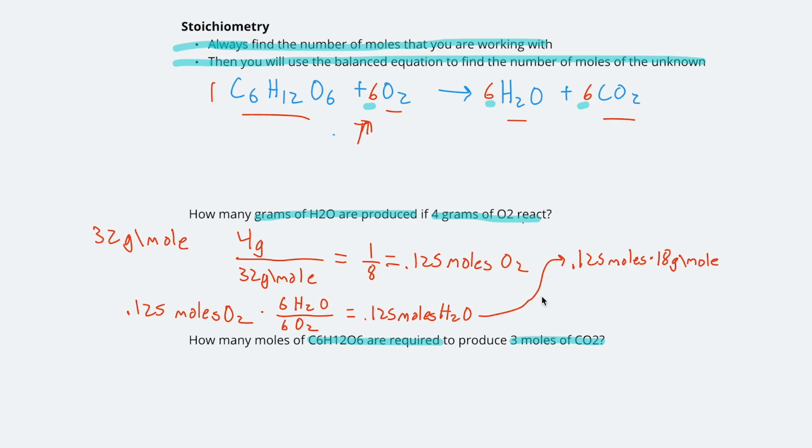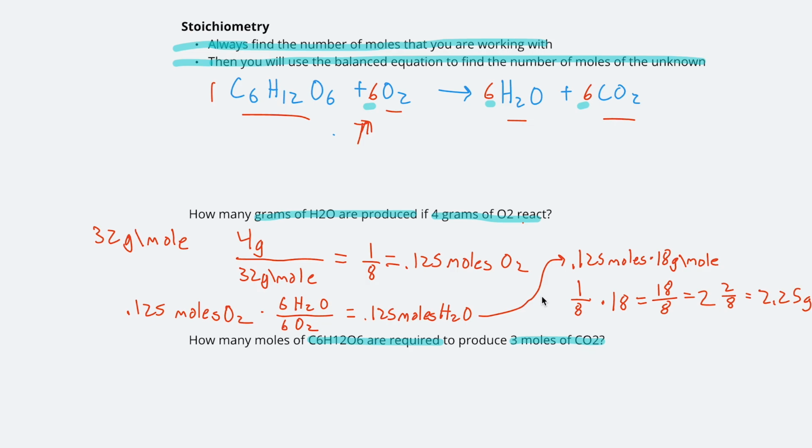And again, let's really try to work on just doing our mental math here. So 0.125 is 1/8. So I would recommend changing that back to 1/8 and do 1/8 times 18, which would give you 18 divided by 8. And 8 goes into 18 two times, so we have 2. There would be 2 left over, so 2 and 2/8, which would be 2 and 1/4, which would be 2.25. So there are 2.25 grams of H2O.